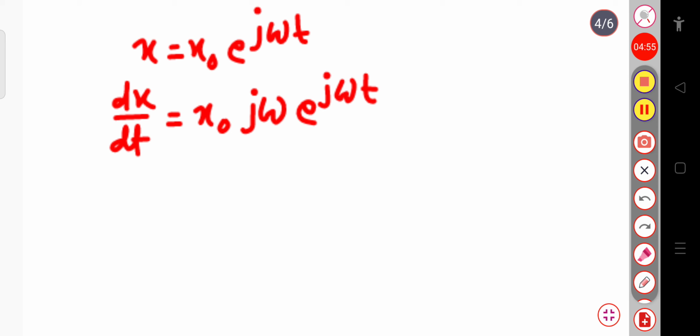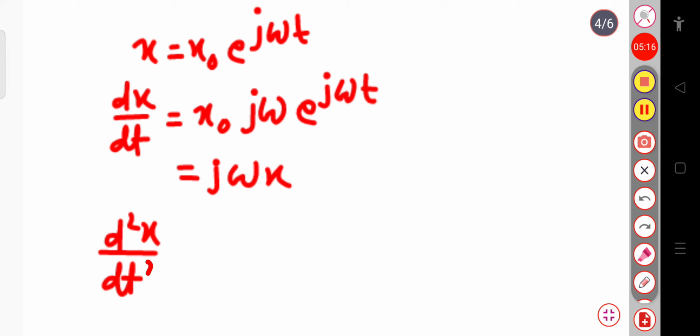Now here I can put this equal to j omega into x naught into exponential j omega t, which again gives x. So in this place I will simply write j omega into x. Now I will calculate d square x divided by dt square. If I take the second derivative, it will be equal to x naught j omega whole square into exponential j omega t.